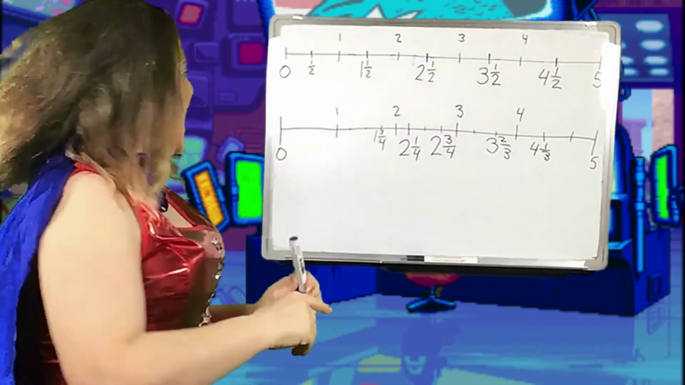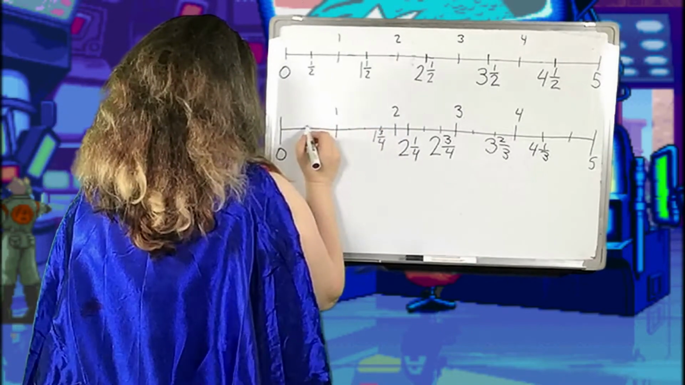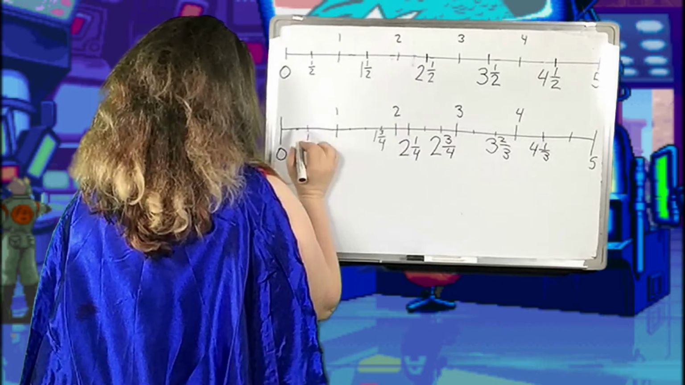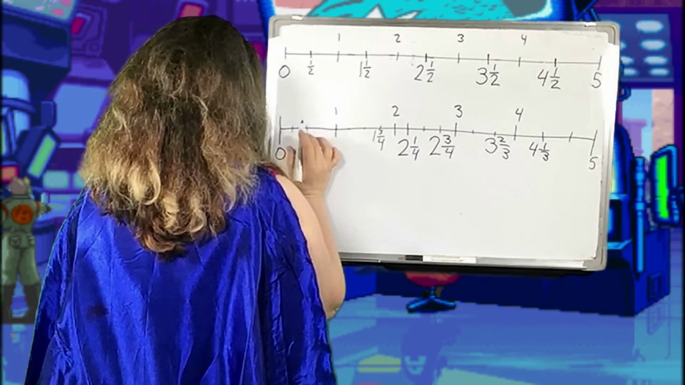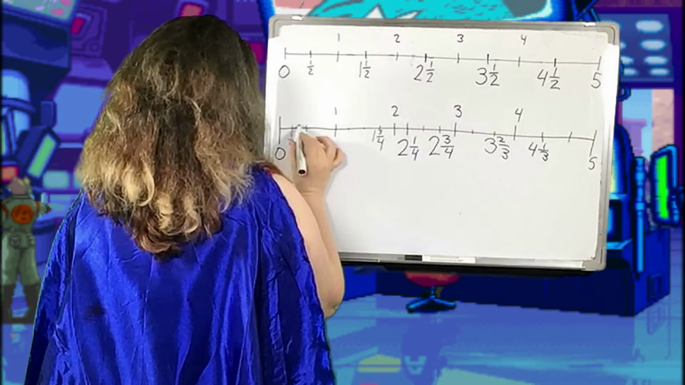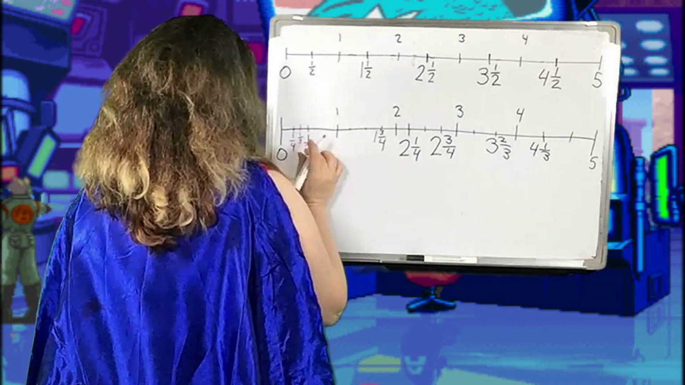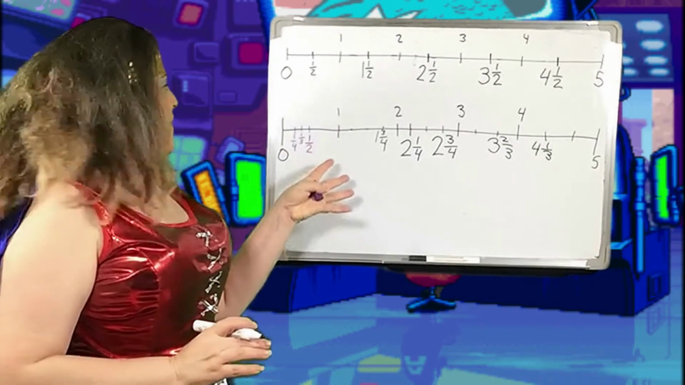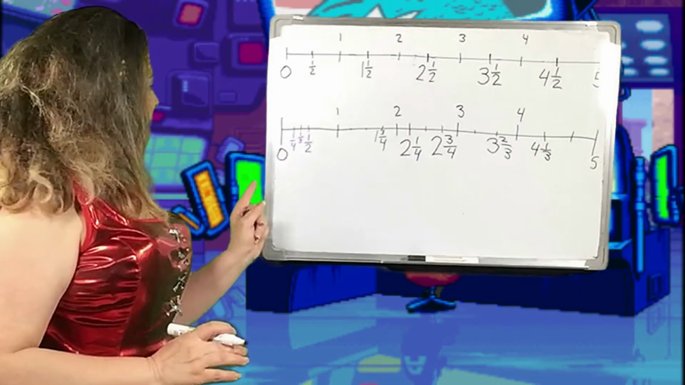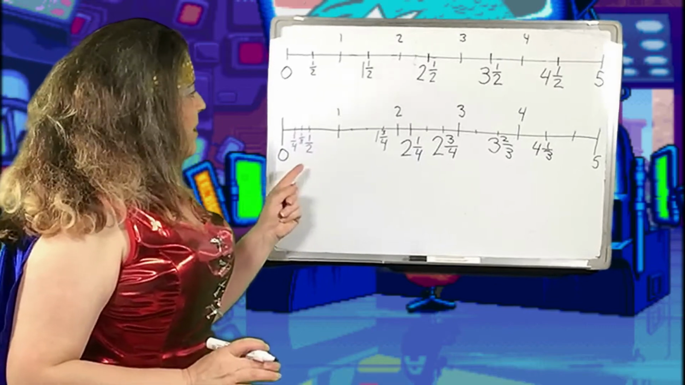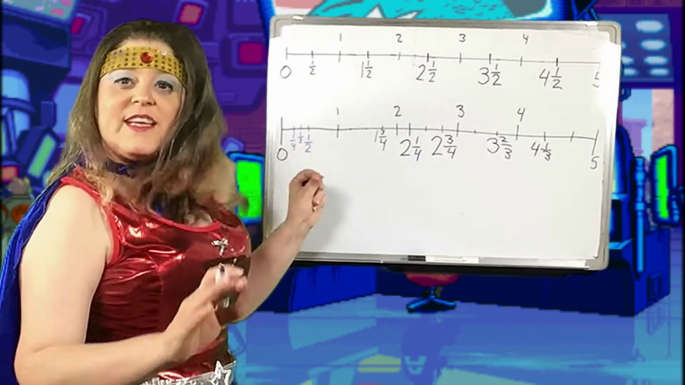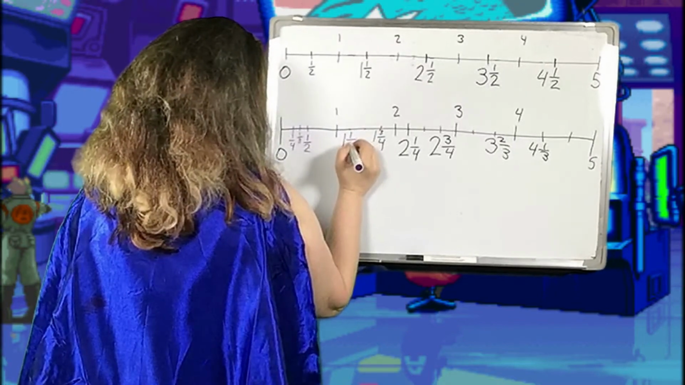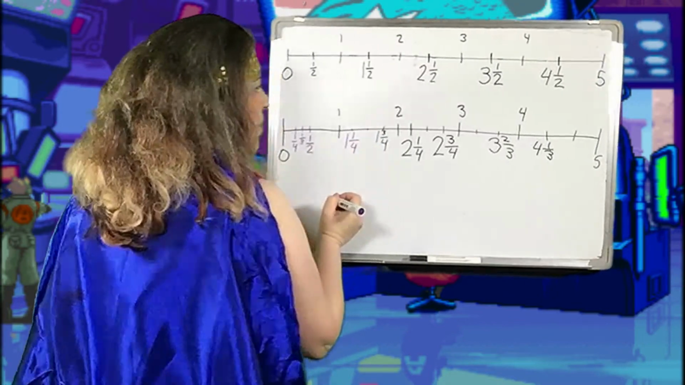Yes. Hang on, don't shout. All right. Our fractions, 1/2, a quarter and one third can go there. We know that a third is bigger than a quarter but smaller than a half. So those can go there. What? Yes, yes. One and a quarter can go there.